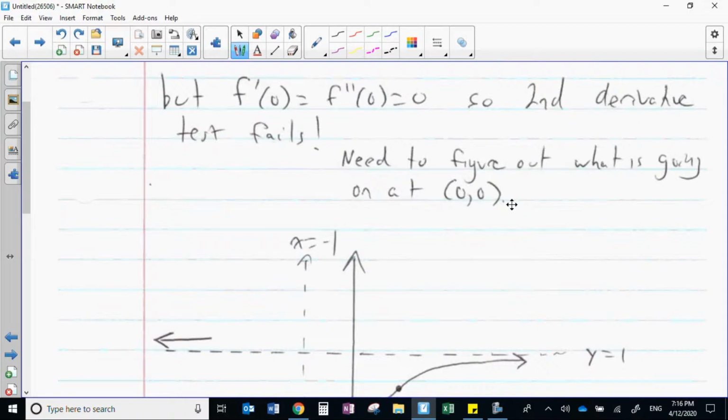It could be a turning point. It could be a point of inflection. I don't know. If the second derivative at x equals 0 was positive, I'd know the graph is concave up and I have a min. If it were negative, I'd know it's concave down and I have a max, but I don't have either, so I don't know what's going on.